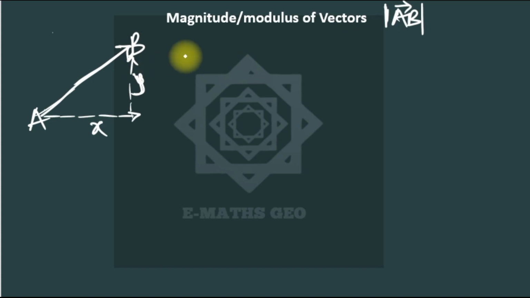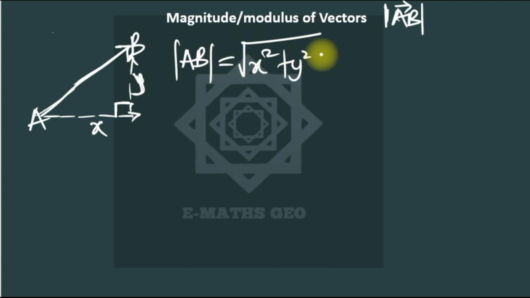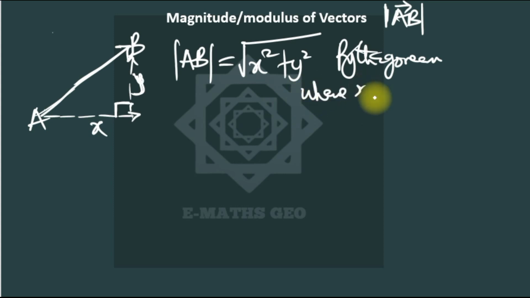So the absolute of AB, from our basic triangle theorem, you know this will form a right angle triangle. So if you want to get this, it is now the square root of what? x squared plus y squared, by Pythagorean theorem, where x is the x component and y is the y component.